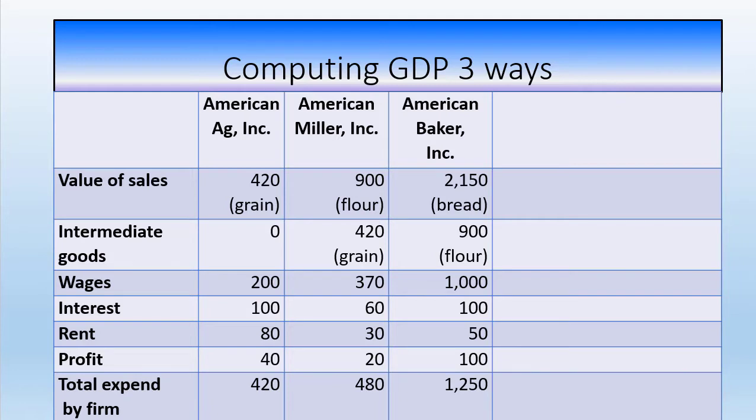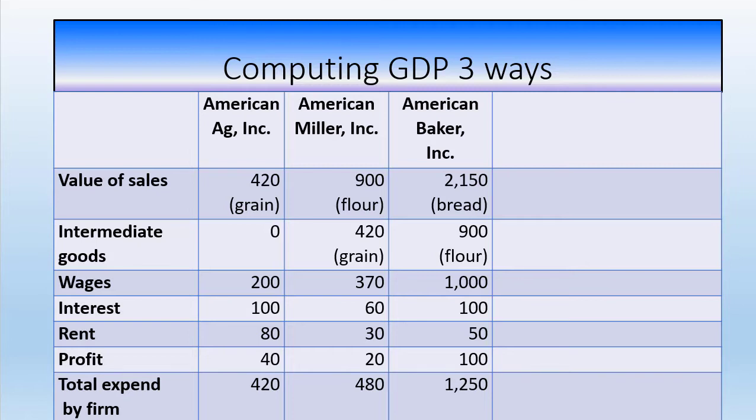So here I have an example of bread being sold by a baker. But before that, the baker buys the flour from a miller, who mills the wheat, and the miller buys the wheat from a farm. We'll call that farm the American Ag Inc. It's a corporate farm like they are today. We'll call the miller the American Miller, and the baker American Baker.